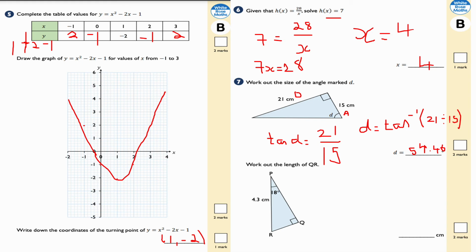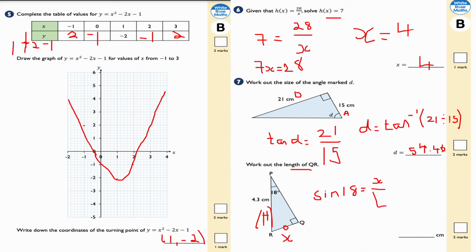Next question, work out the length of QR. Well, QR is this one, so I'm going to label that as x. That's my opposite, and that's my hypotenuse. So I'm going to be using sine from SOHCAHTOA. So sine of my angle, sine of 18, is equal to the opposite, which is x, divided by 4.3.